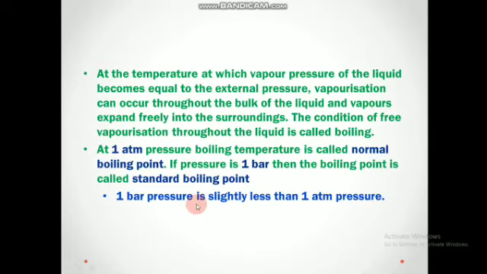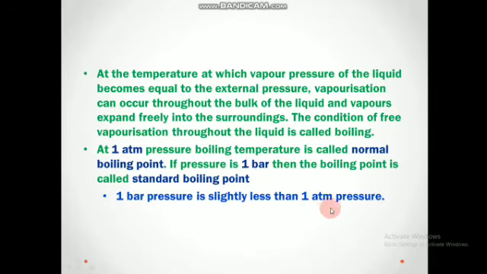And 1 bar pressure is slightly less than 1 atmospheric pressure. So these are two units, and if we consider 1 atmospheric pressure, it is slightly less than 1 bar pressure. It is like millimeter and centimeter. If we consider 1 centimeter is less than that of millimeter, right? So they are two quantities, or they are two units.